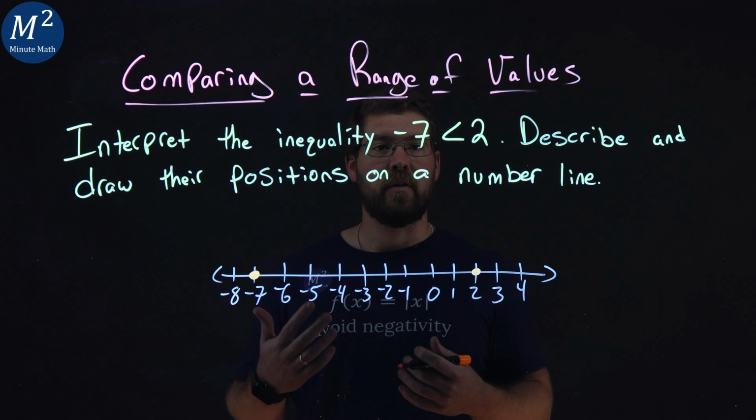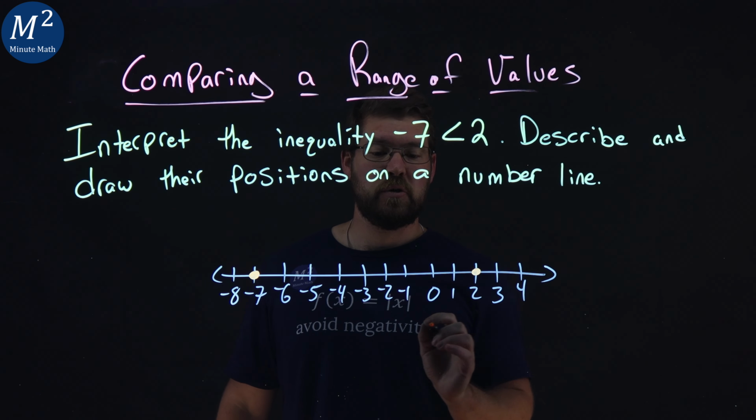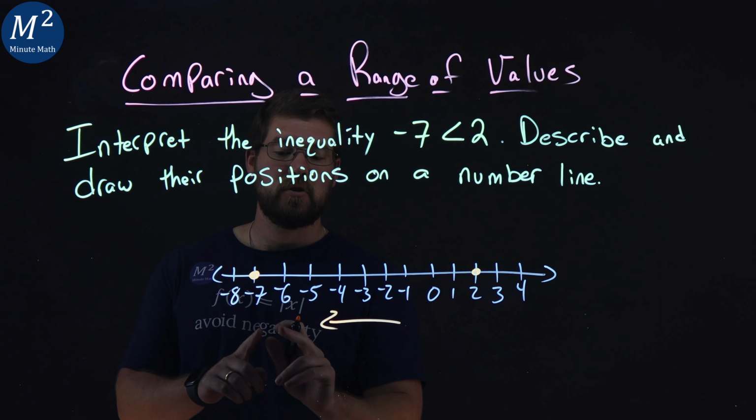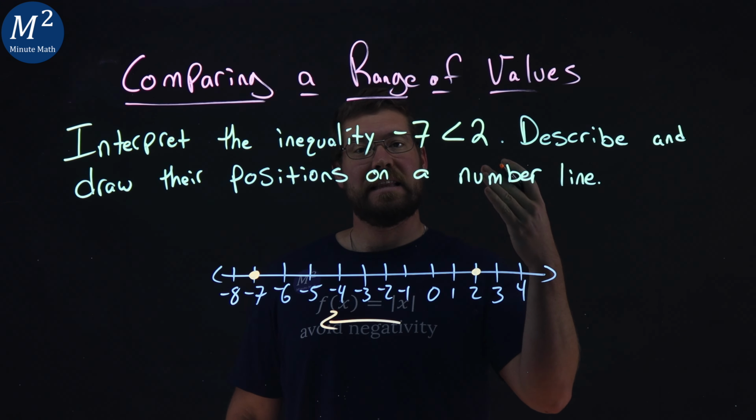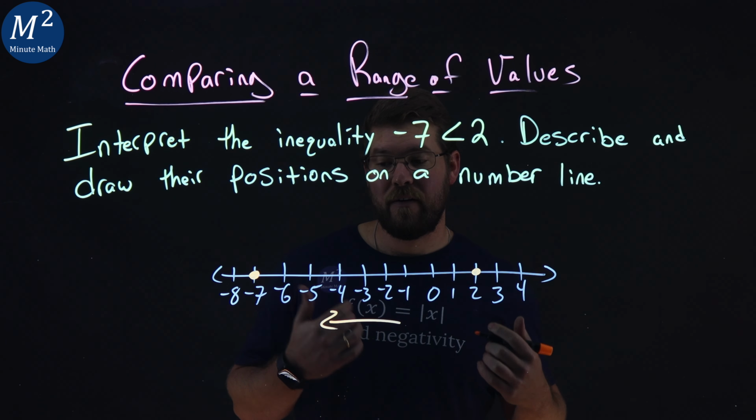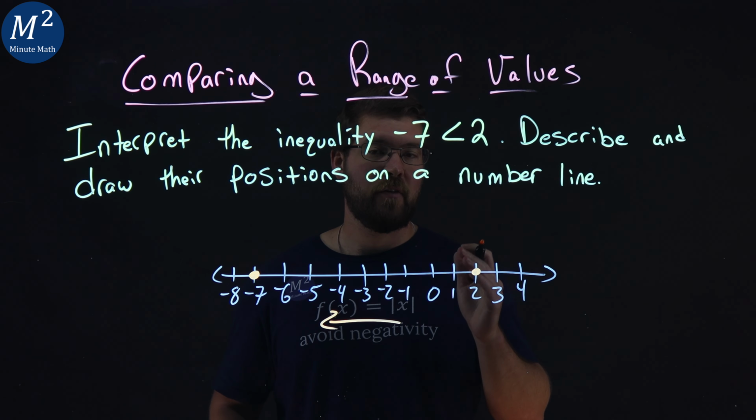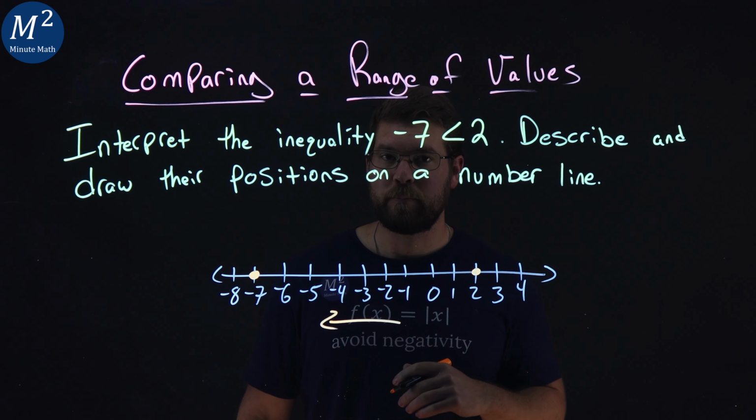Now what does this tell us? Well, -7 is less than 2, meaning -7 is more to the left of a +2.